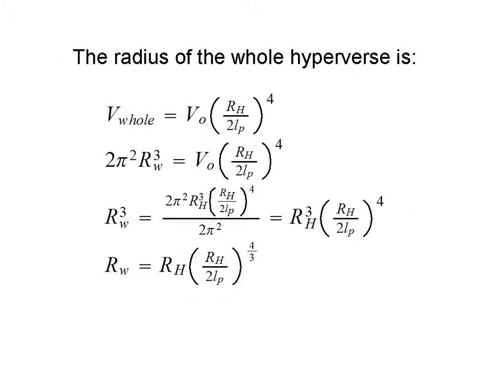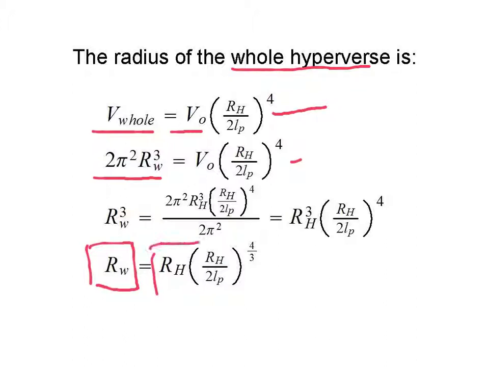And here we're going to calculate the radius of the whole hyperverse. Knowing that the energy density is identical throughout the universe, we can therefore assume that the volume of the whole is equal to the volume of the observable by the same multiplication factor. The surface volume, 2 pi squared times the radius of the whole cubed, would therefore equal this volume. And we work out the radius of the whole hyperverse to be the radius of the observable times r sub h over 2 times the Planck length to the 4/3 power.